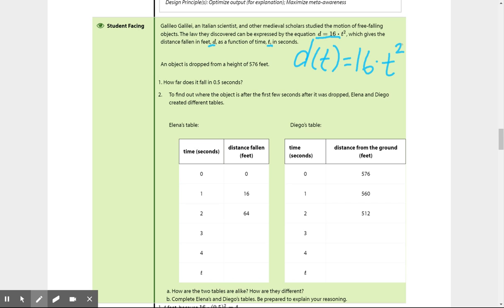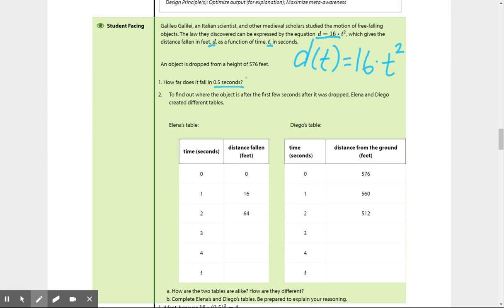So it's asking you here, if an object is dropped from 576 feet, how far does it fall in 0.5 seconds? So this is your t, this is your time. So you need to plug that in and determine that.